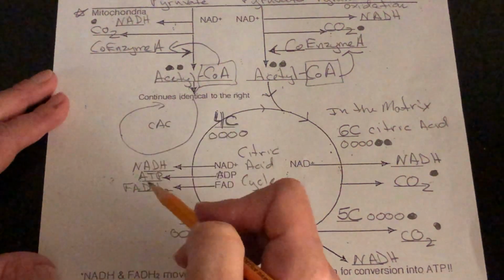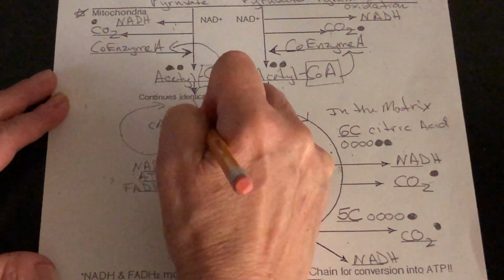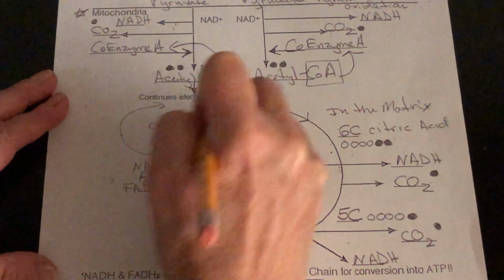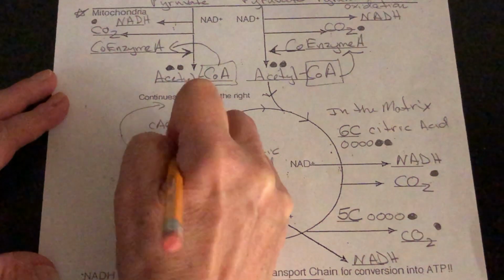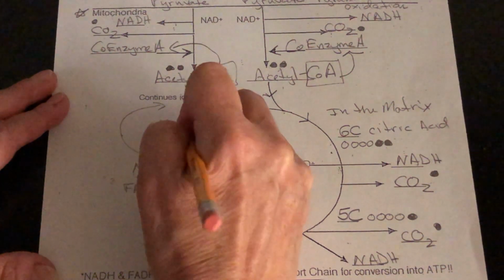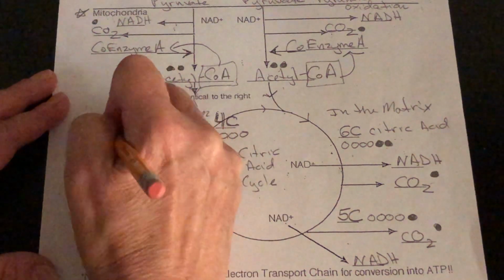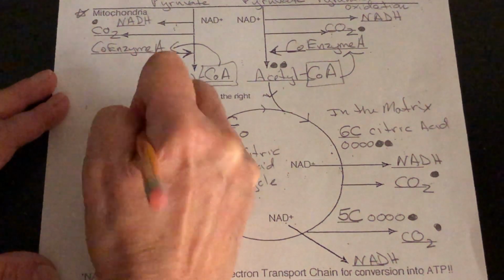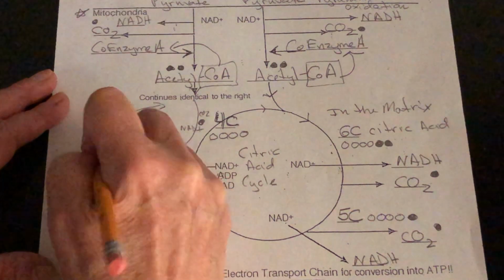So on this side here, you're getting the same thing. You're going to get your CO2 over here. You're going to get a CO2 over here. You're going to get your NADH over here, your NADH over here, and then over here, your NADH, your ATP, and your FADH2.